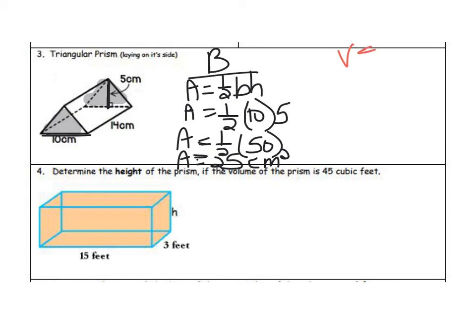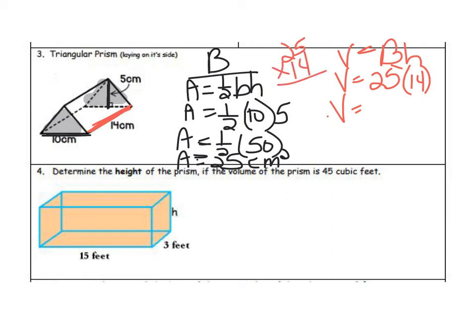So we still have volume equals area of the base times the height of the prism. So we know area of the base is 25. So the height of the prism, remember, that's the amount that's between the bases. So that's going to be 14. So when you do that, you multiply it. So 25 times 14, that's going to be 350 cubic centimeters.